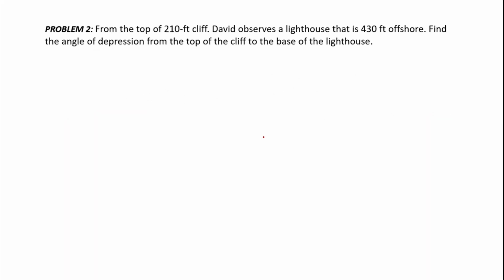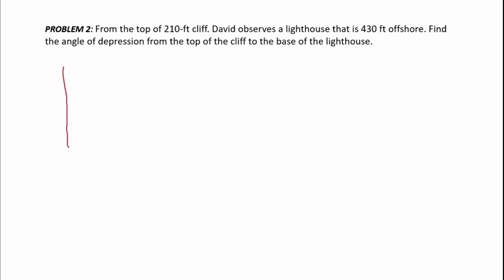Next, problem number 2. From the top of a 210 feet cliff, David observes a lighthouse that is 430 feet offshore. Find the angle of depression from the top of the cliff to the base of the lighthouse. Okay, so let's illustrate.